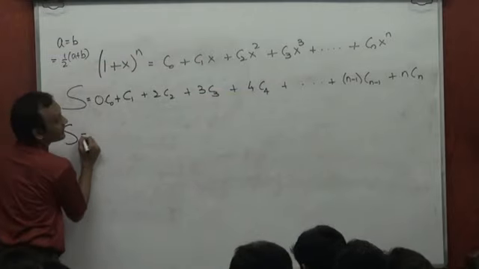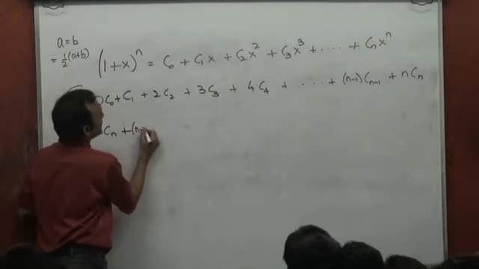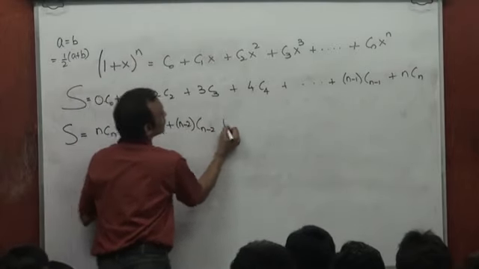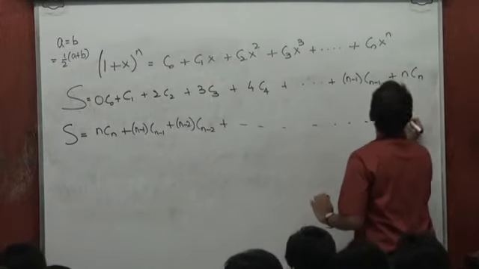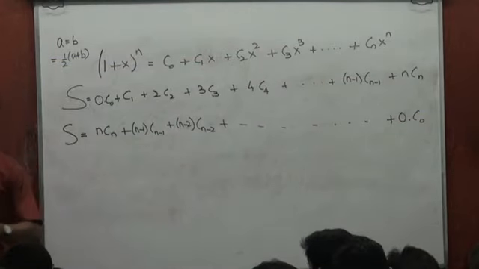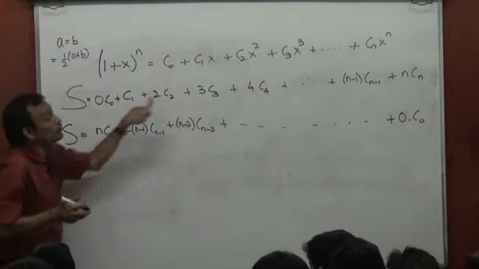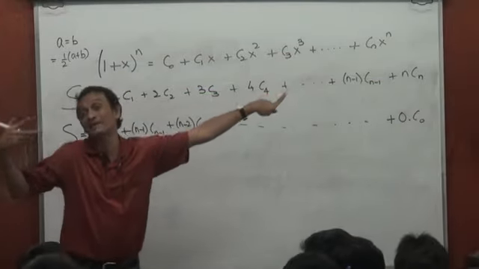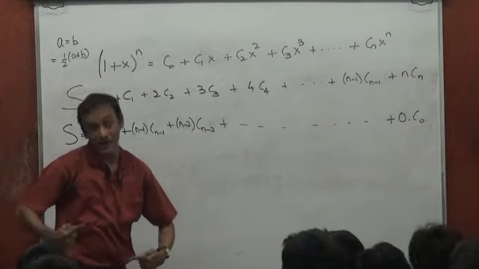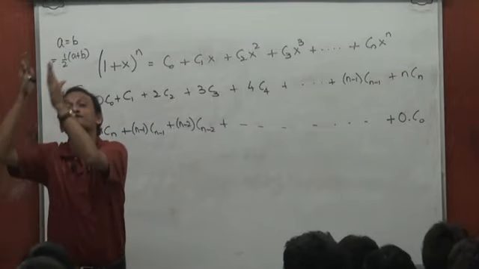This S could have been written as n into cn plus the second last term, (n minus 1) c(n minus 1), plus (n minus 2) c(n minus 2), going this way, to 0 into c0. I could have done this, yes or no? Written the terms in the reverse order. The reason we did that is because c0 would be compliant with cn, because c0 is the same as cn. c1 is the same as c(n minus 1), so it will be compliant with c(n minus 1). That's the rationale of writing it in the reverse order and attempting to add terms equally.